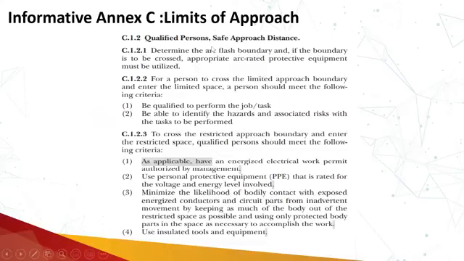For the qualified person, to cross a limited approach boundary and enter the limited space, a person should meet the following criteria. He should be qualified to perform the task. He should be a qualified person. He should be able to identify the hazard and the associated risk with the task to be performed. To cross the restricted approach boundary and enter the restricted space, a qualified person should meet the following criteria. As applicable, should have an energized electric work permit, authorized by the management. As applicable, they are mentioning.